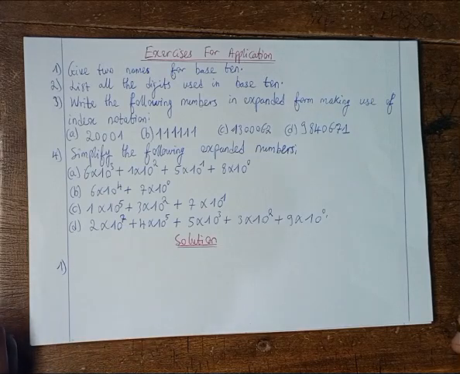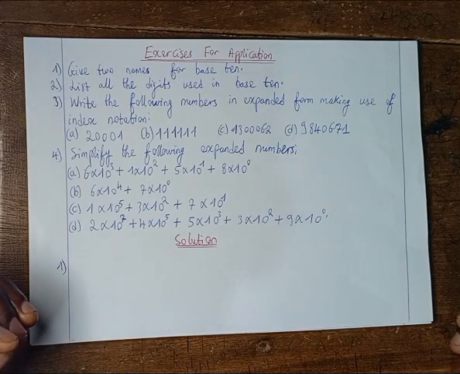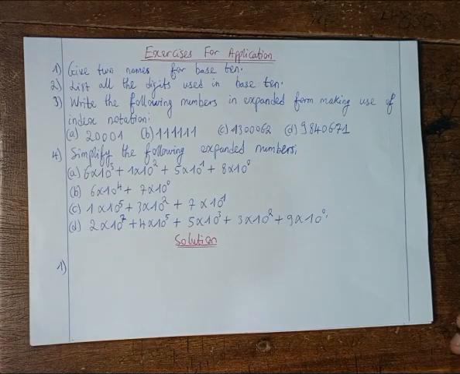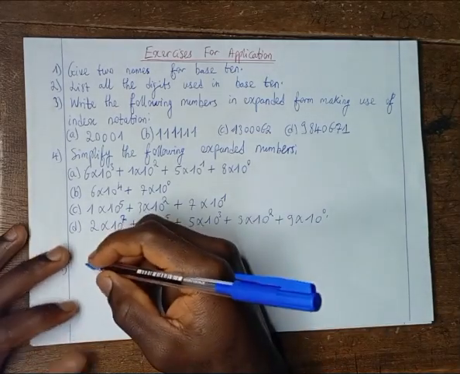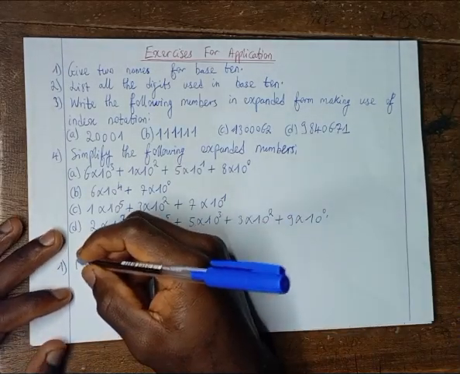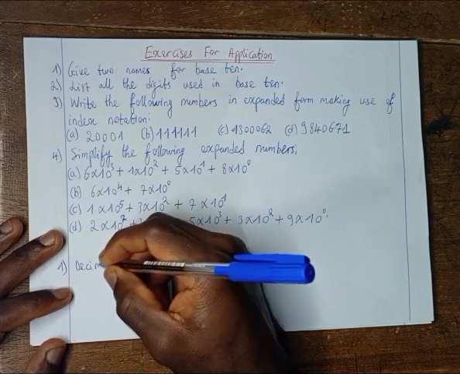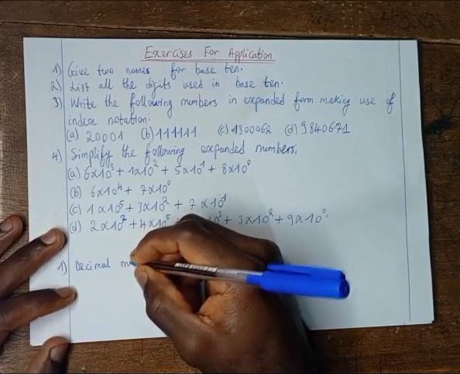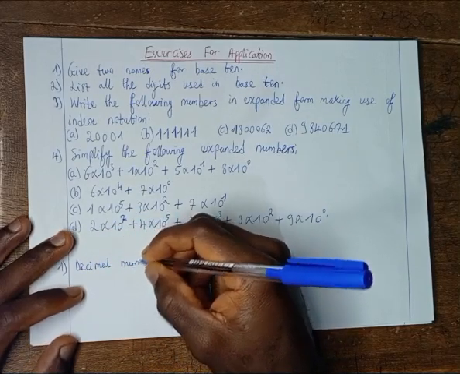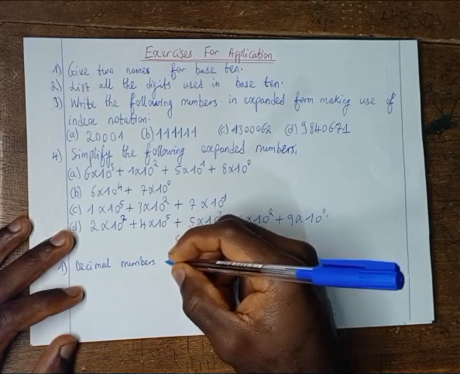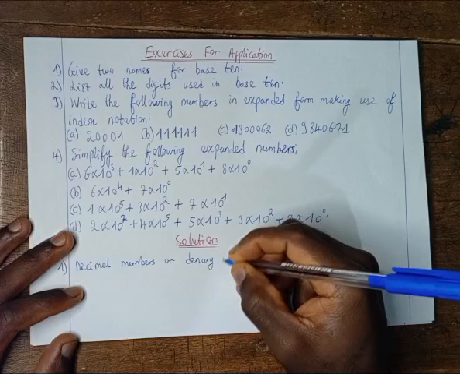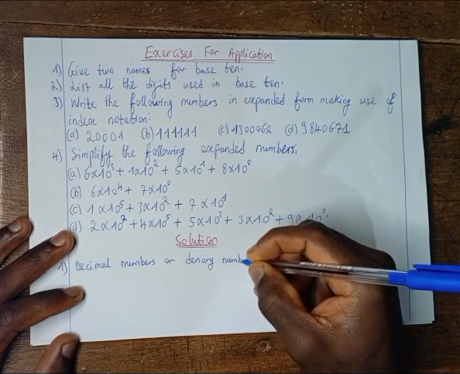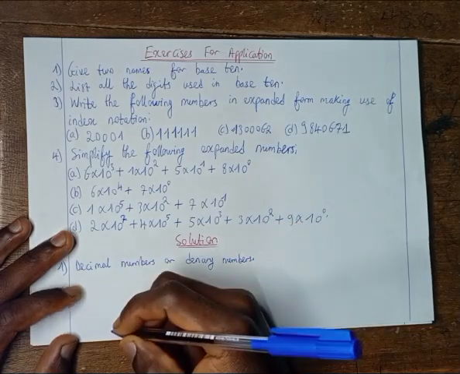The two names we know, decimal numbers or binary numbers. Those are the two names we have: decimal numbers or binary numbers. Those are the two names.